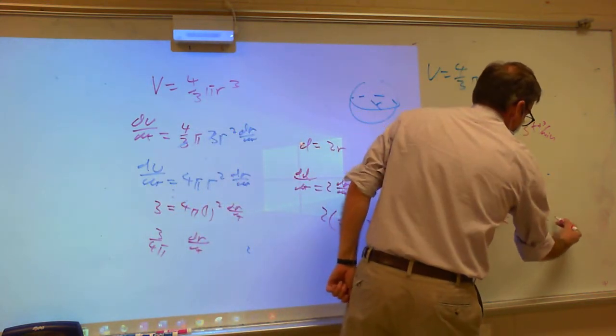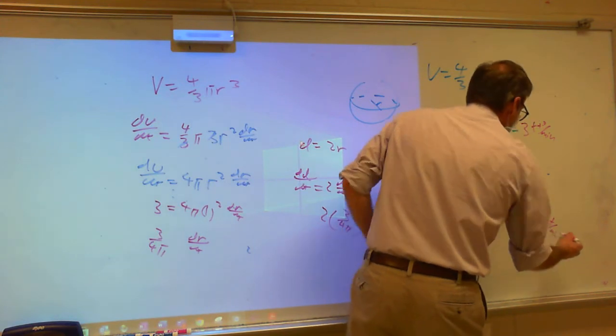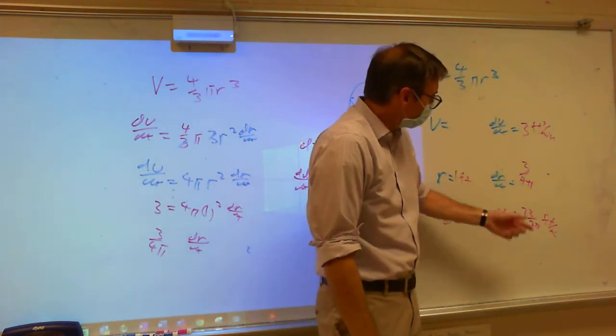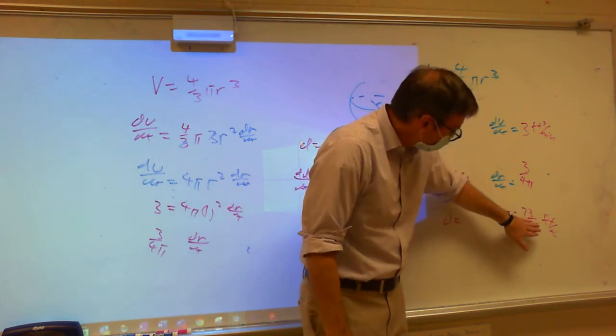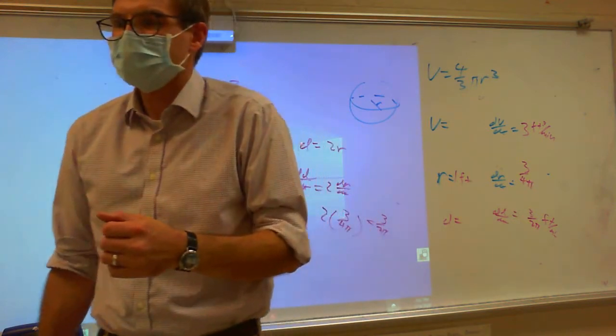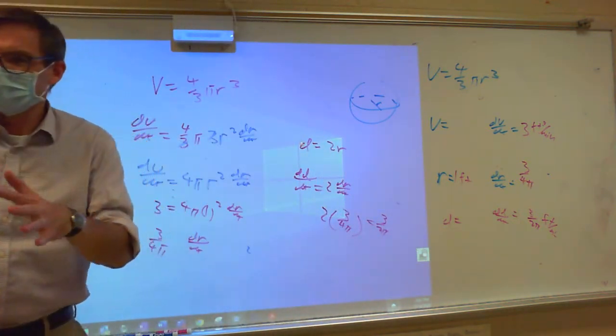Oh, that's not going to be feet per minute. Notice this is a volume, so it's cubic feet per minute, and this is a length, and so it's just 3/2 pi feet per minute. That kind of makes sense.